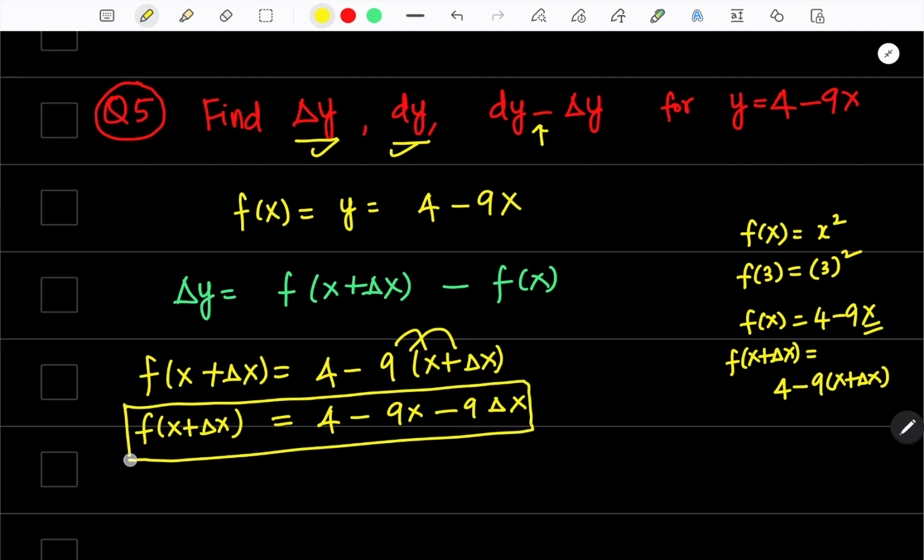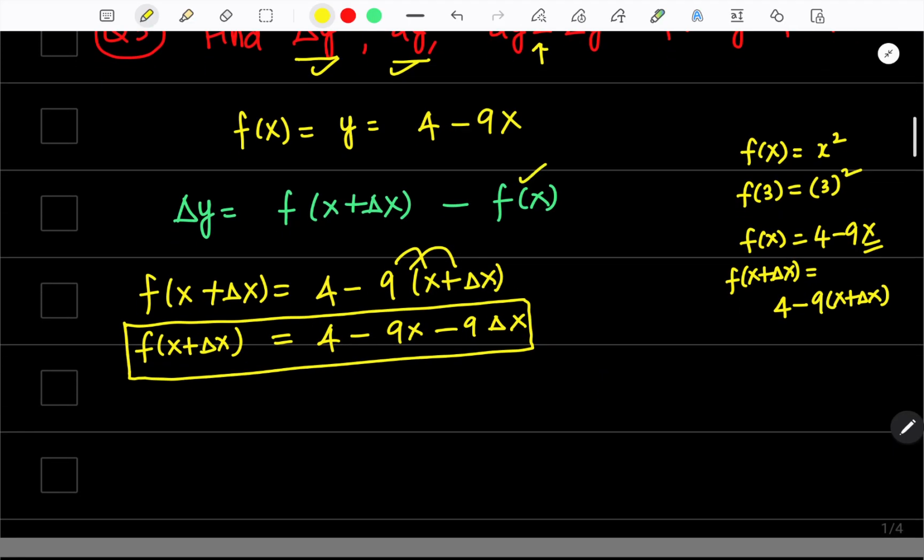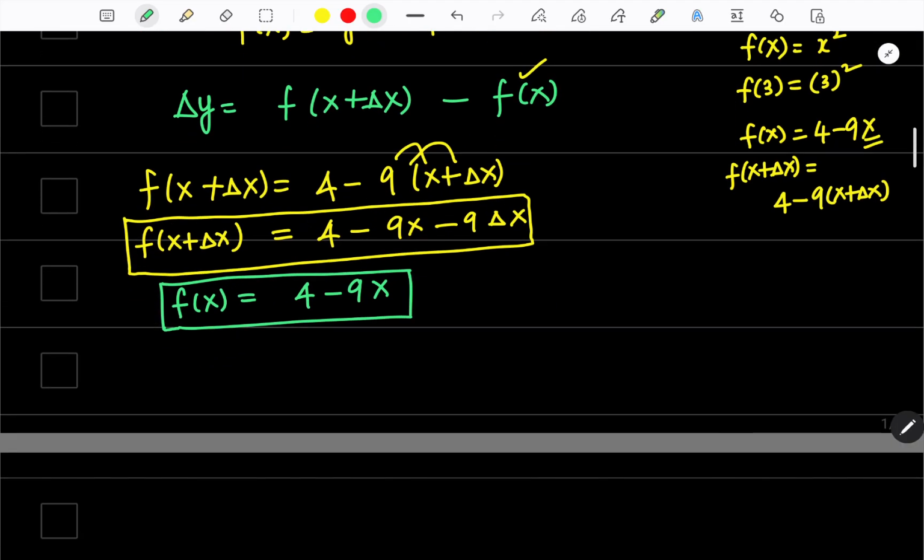Okay, right. Now, what is your f of x? Your f of x is equal to your question, which is 4 minus 9x. Right, both are ready now. Now what should I do? I should calculate delta y. So what is the formula for delta y? Delta y is f of x plus delta x minus f of x.